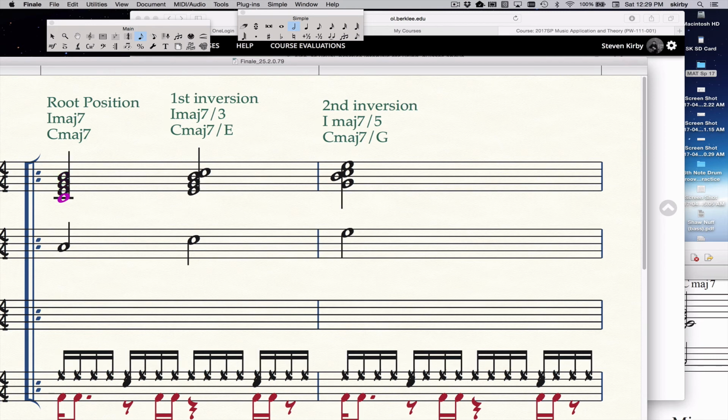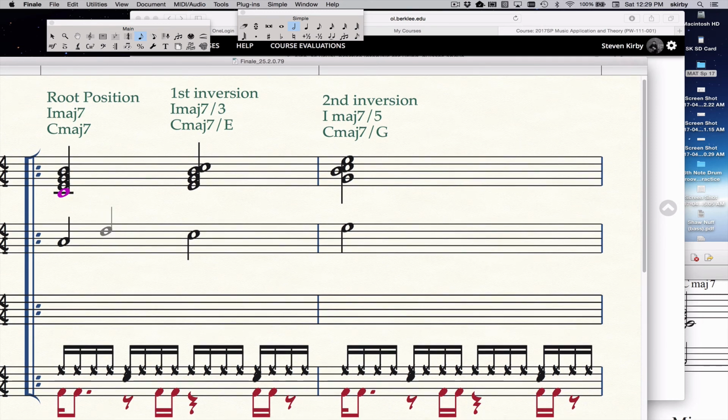The lowest note of that seventh chord will be the root of the chord. In this case, we have a C in the root. We have no sharps or flats, so we know that this chord is a C major 7 chord. And we would say that this chord is in root position.